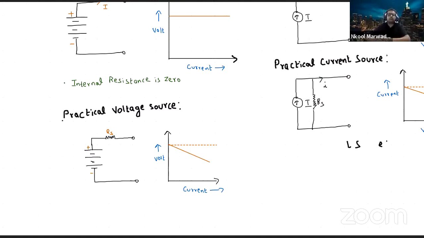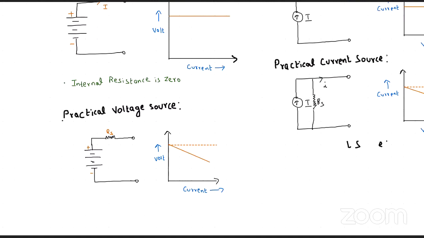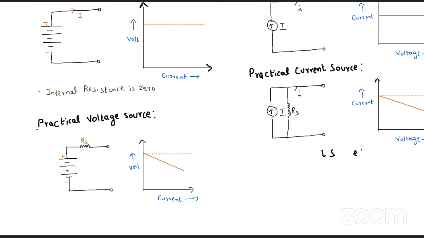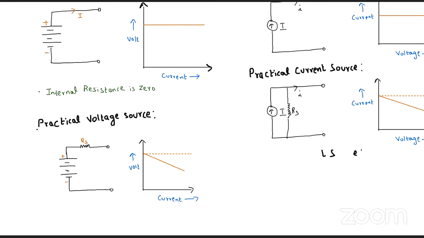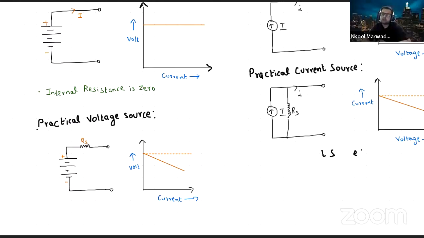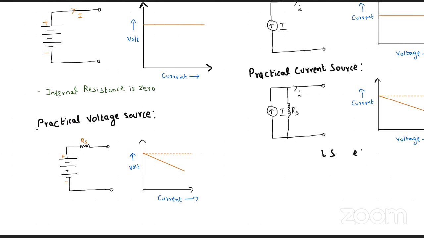Now let us look at some problems. Sir, why is any specific reason for this? For current, the resistance is in parallel, and for voltage, it is in series. There is a reason. I will tell you the reason. So can you write that down?